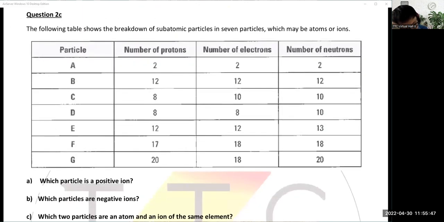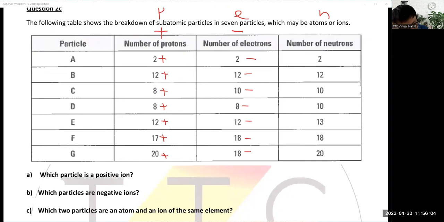Okay, so for this question, proton is positive, electron is negative. So technically, this is all the plus, this is all the minus, and this is neutron. Proton, electron, neutron. So for a positive ion, the positive must be more than the negative. Which one is the positive ion? It will be this one, which is G. It is 2 plus.